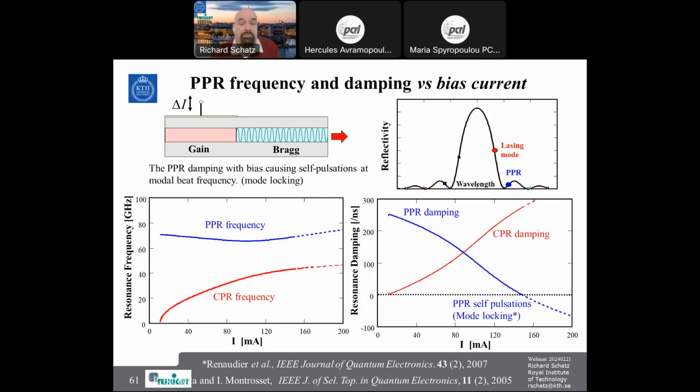Why do we get the self-pulsation? So you can plot the resonance frequency and the damping both for the carrier photon resonance here and the photon-photon resonance here. And then we see that when you increase the bias, the photon-photon resonance damping decreases and becomes below zero, and then you get mode locking self-pulsations.